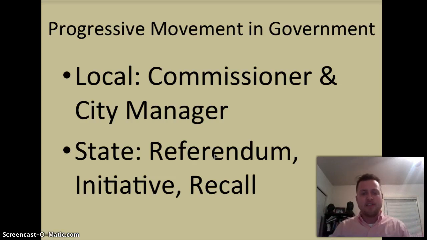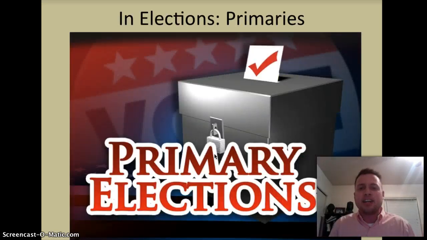You take the initiative. And then recall. If a product gets recalled, it means people don't want it anymore. Recall would be used for politicians where a special election would get rid of a very unpopular politician who's failing in the eyes of the people. Primary elections. This is for your big political parties, Democrats, Republicans. They can't just decide, okay, this person's going to be the nominee. No, the people will vote on it in primaries.